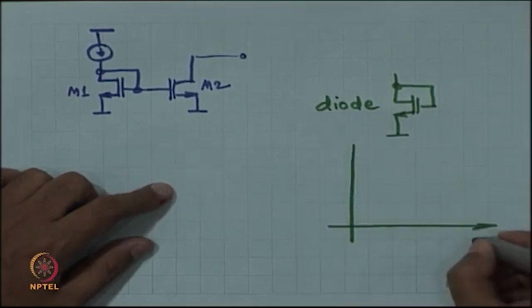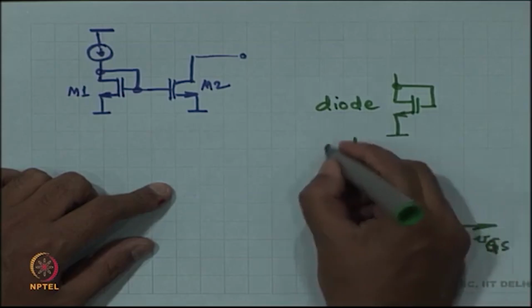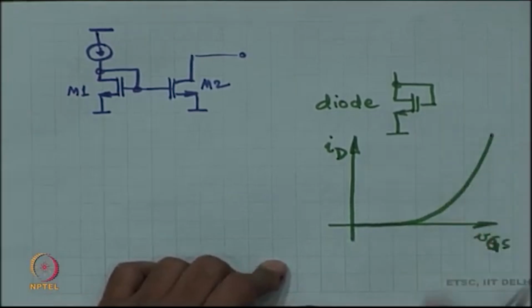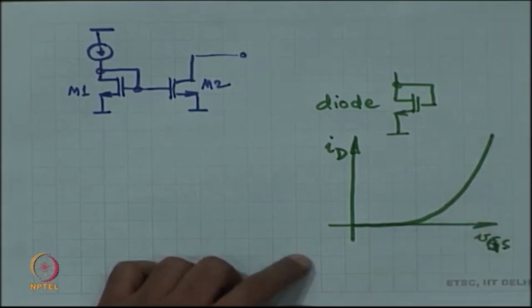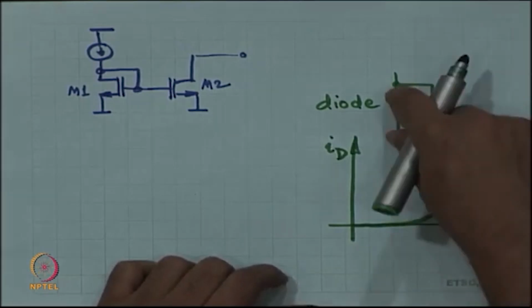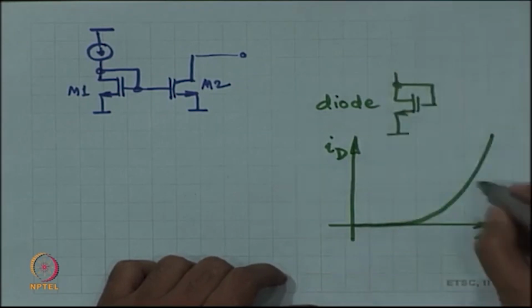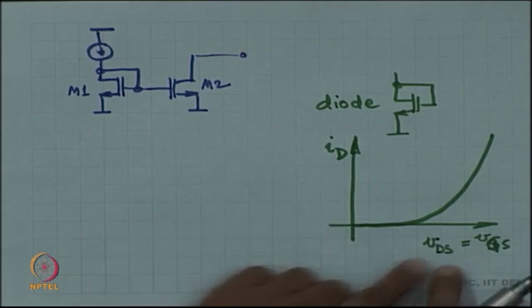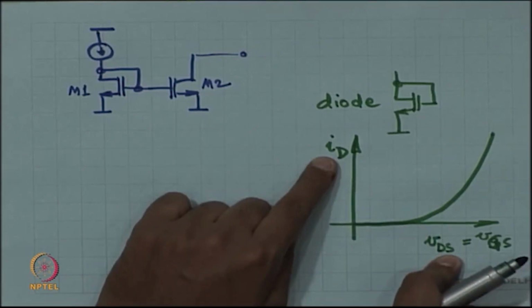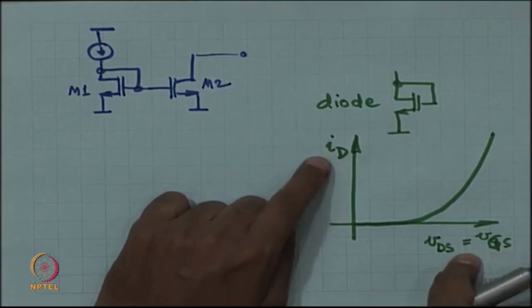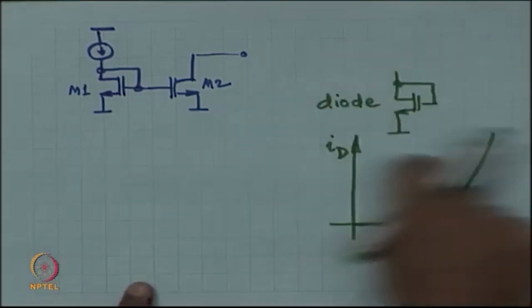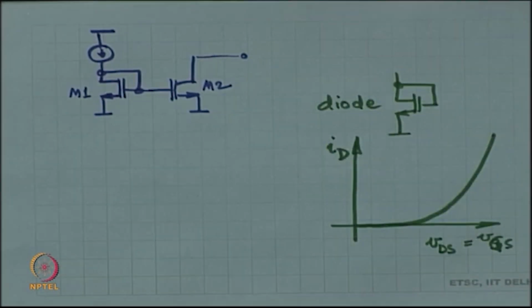If you look at the ID versus VGS curve, you are guaranteed to be in saturation, which means it is guaranteed to follow this particular curve, and VGS happens to be equal to VDS in this case. So, now this is VDS equal to VGS on the x axis, on the y axis it is ID. So, this looks like the curve of a diode. So, this particular structure is also called a diode or a diode connected MOSFET.